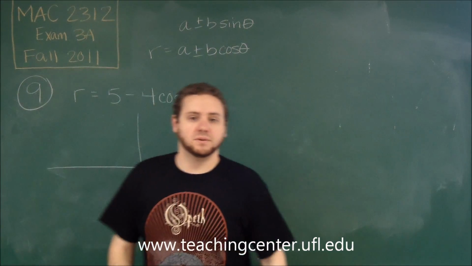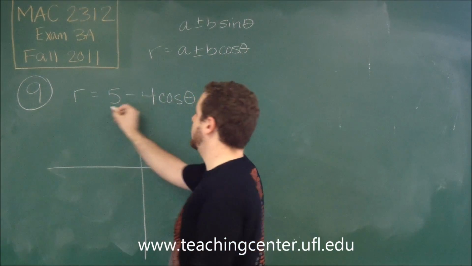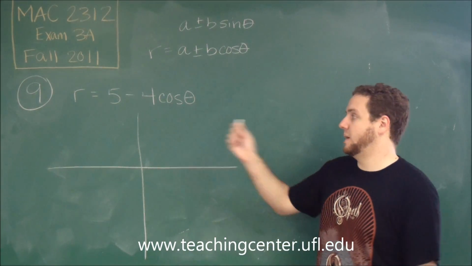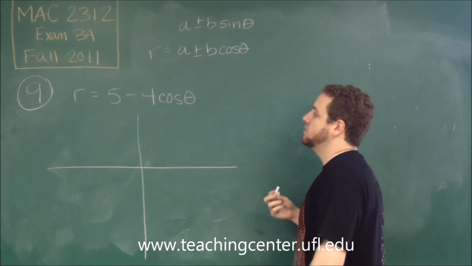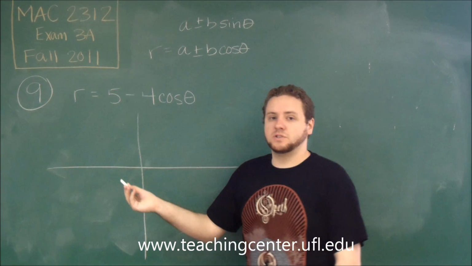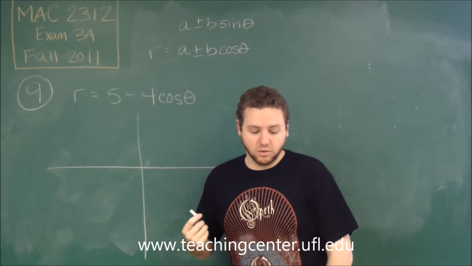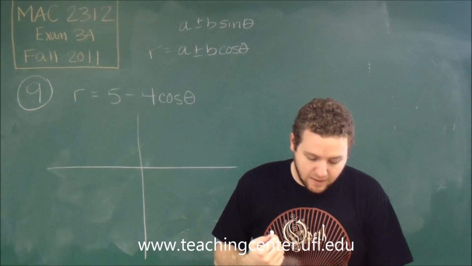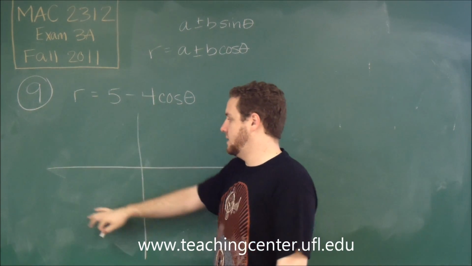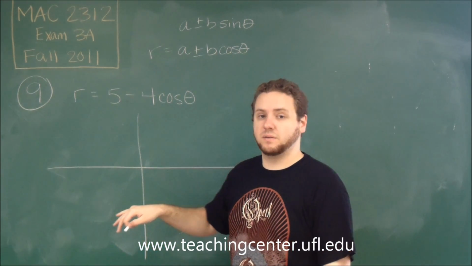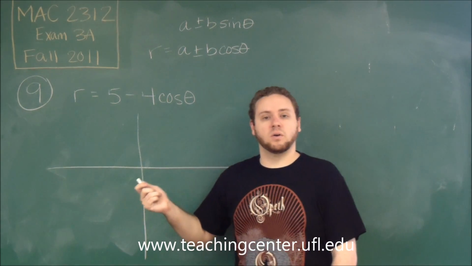And then we just need to consider the numbers. So you can have a loop if the number attached to the cosine is bigger than the number that's by itself. We don't have that here, so we will not have a loop. And furthermore, it would only touch the origin if this number was equal to that number, or smaller, and have a loop. So this function is a horizontally oriented cardioid. The big side is to the left part of the x-axis, the negative part of the x-axis if you think about it in Cartesian. And this function does not touch the origin at all.